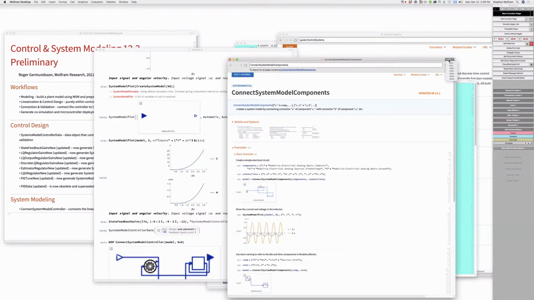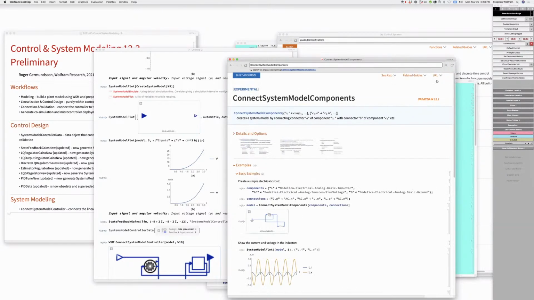Okay, so let's see, how does this work? In a way, it's close to net graph, in which you have to specify all the pieces and connections independently.